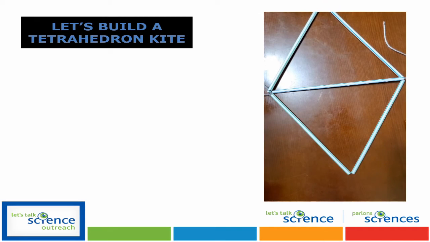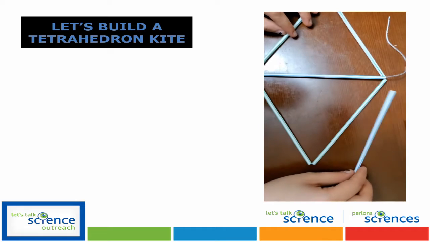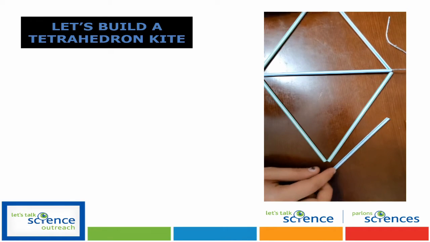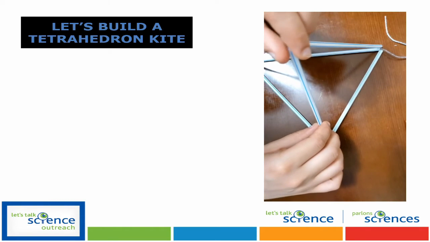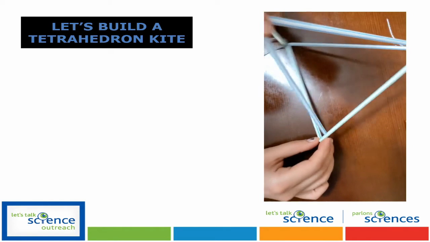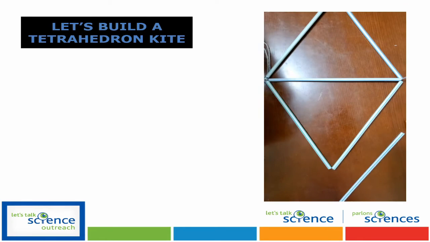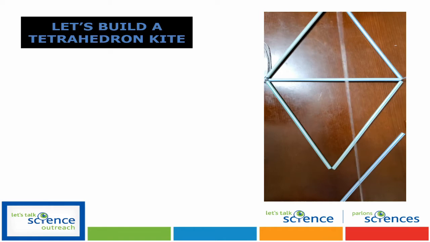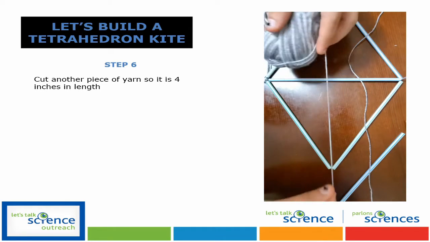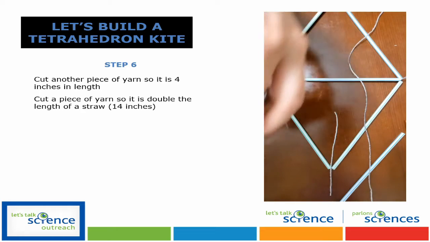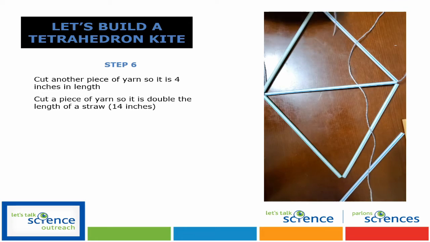We are going to be taking our diamond shape here and adding 1 more extra straw in order to generate our 3D pyramid or tetrahedron. In order to do this, we will need 2 more pieces of string. So our next step is to cut 1 piece of string that's about 4 inches in length and a second piece of yarn that is double the length of the straw, so about 14 inches.